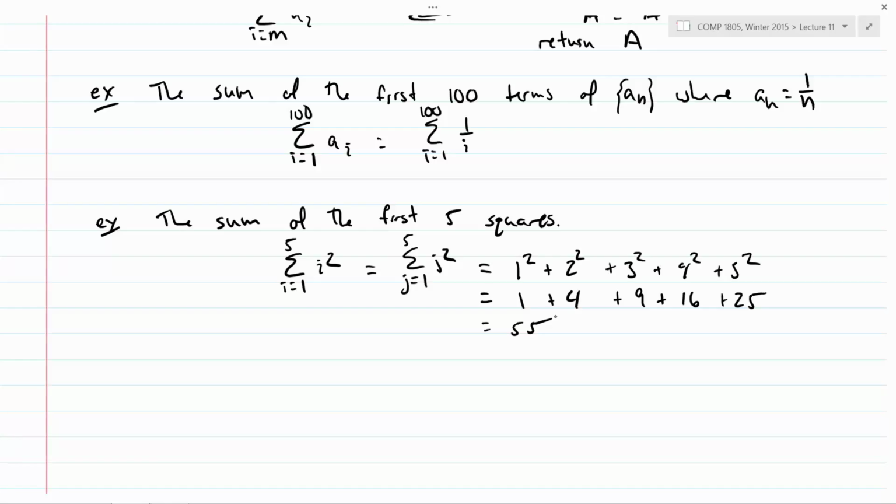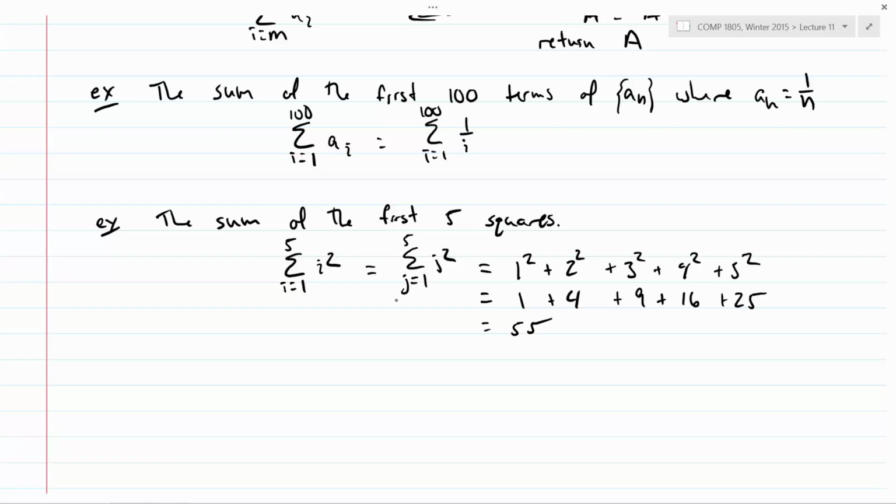Question first? How do I get from here to here? So you don't have to do that. I'm just explaining that they are equal. The reason they're equal is because the name of the variable you use for the index of summation doesn't matter. You can pick any letter you want, as long as you're not using it for something else, because then it's confusing.